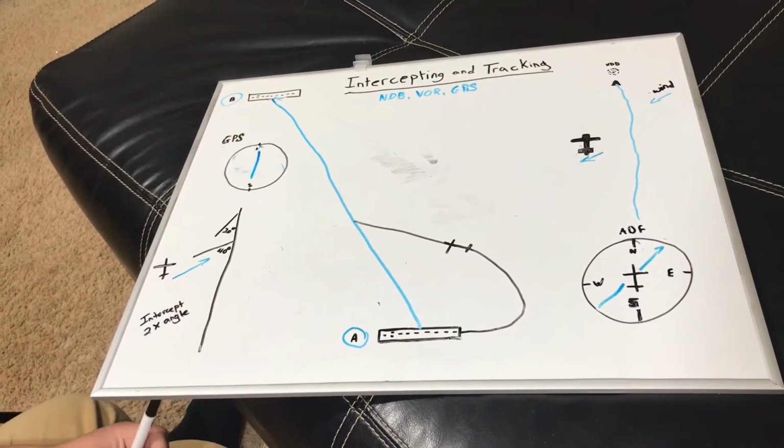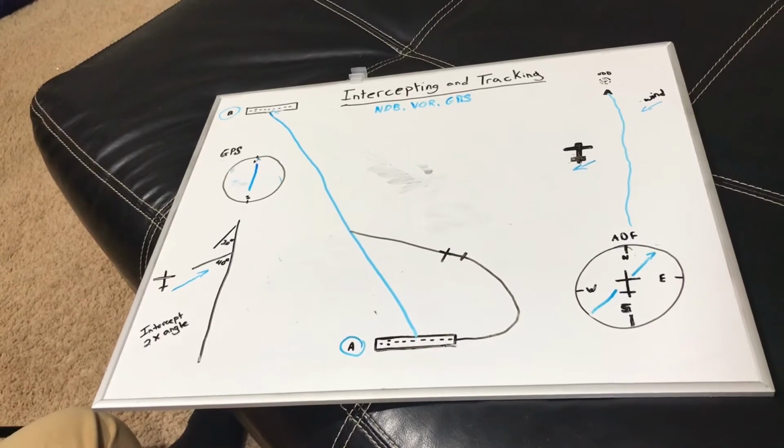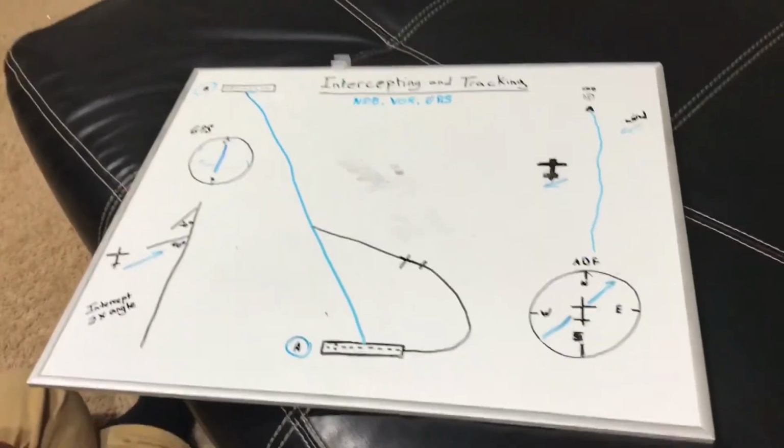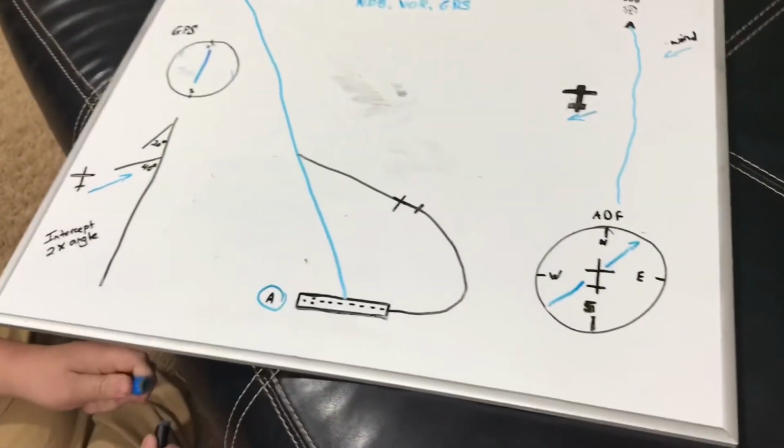And some GPS errors when tracking and intercepting: you can have loss of satellite coverage, although flying here in Virginia, that's going to be very rare. You can also have interference.